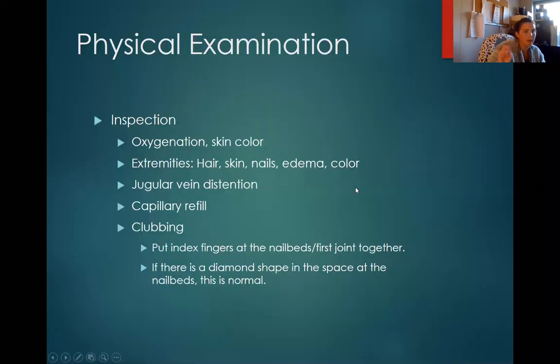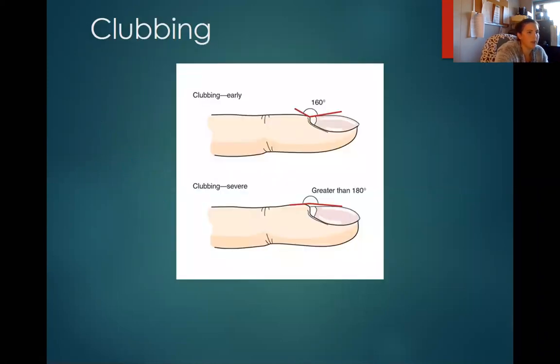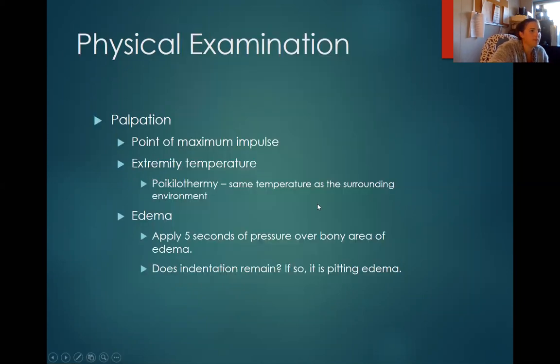All right, so make sure you evaluate for clubbing of the nails. Visual there of what clubbing is, and now you can see why you lose that little diamond space. So continuing with the physical exam, we're going to palpate that point of maximum impulse.